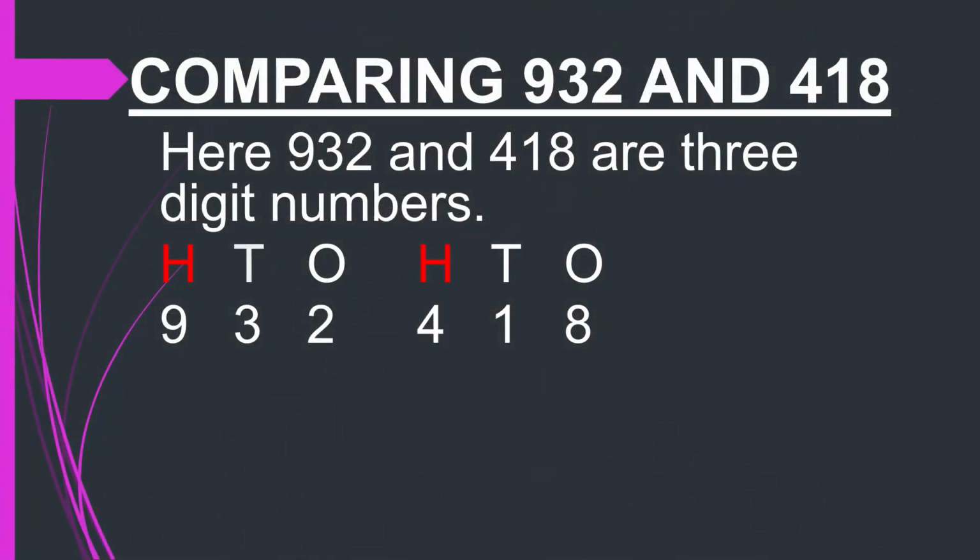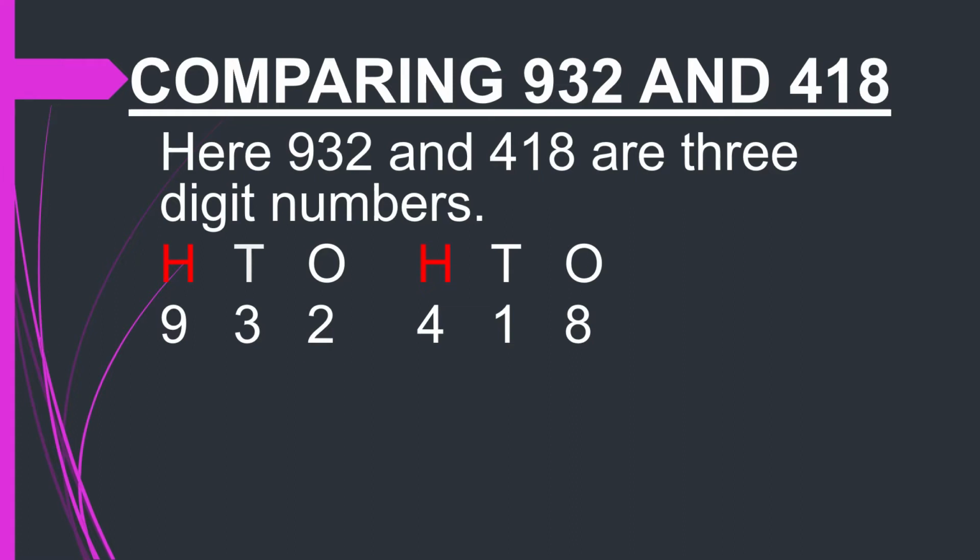Let us take another example. 932 and 418. First, we have to count the digits. How many digits are there in 932? Yes, there are 3 digits. And in 418 also there are 3 digits. So here the number of digits in the two numbers are same. So now we have to compare the digits in left side place. What is the left side place? Hundreds place.